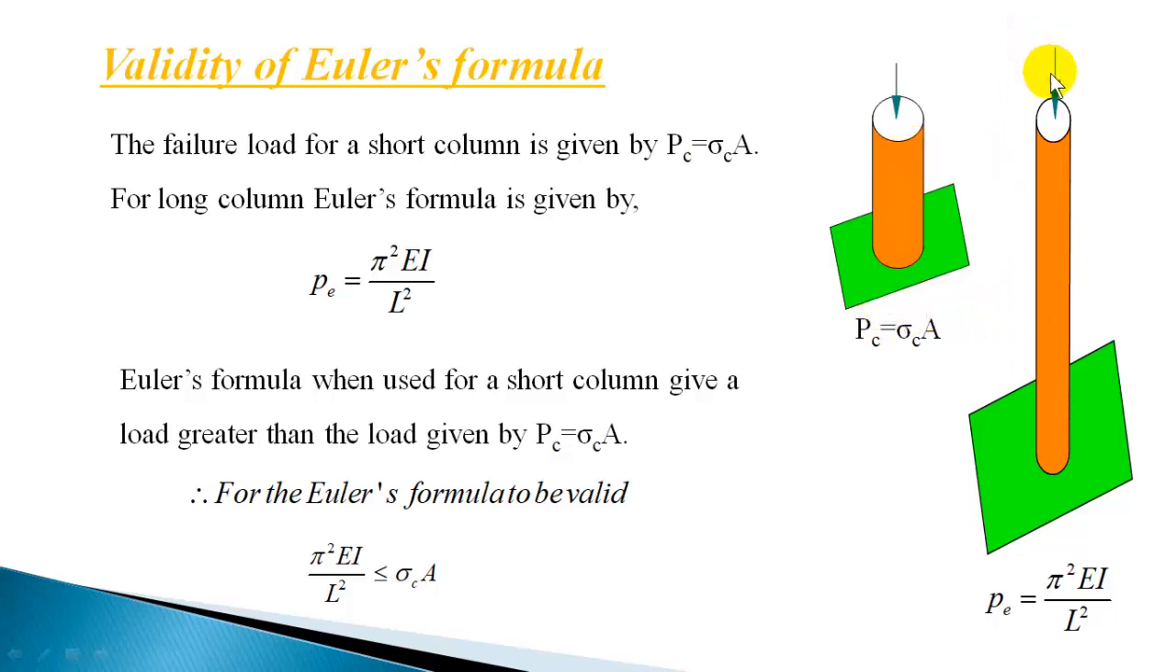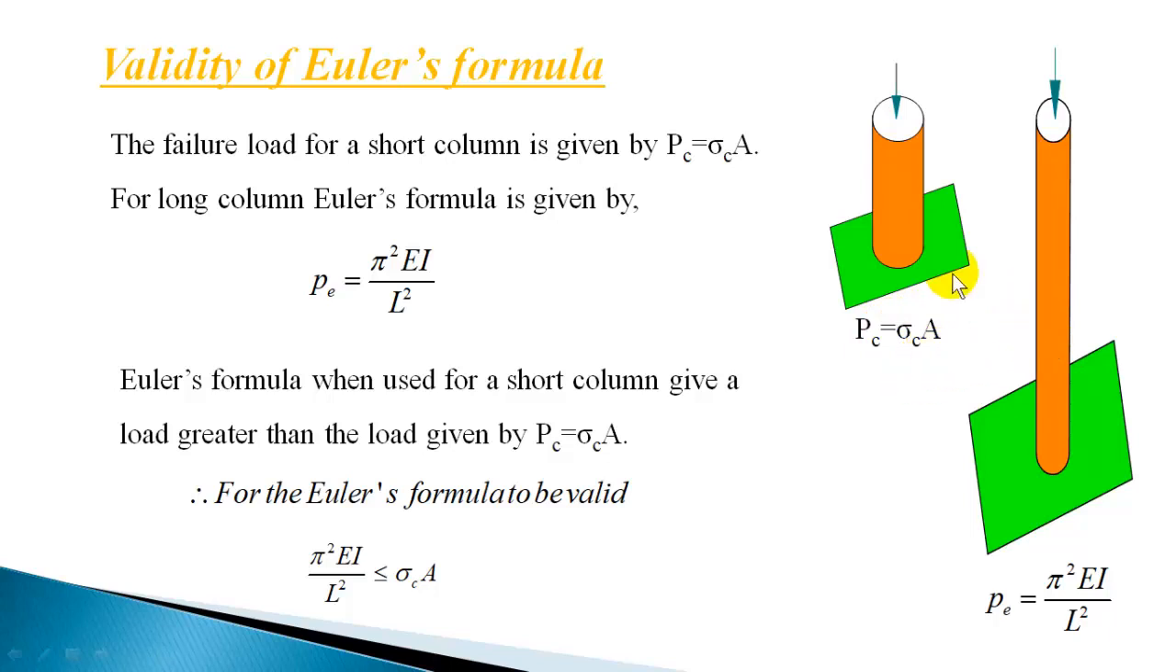Even if a long column has the same cross section, when the length increases, the chances of buckling are more. The column can fail due to buckling, and that buckling load will be less than the load given by the short column. So long columns are likely to fail at a load less than this load.